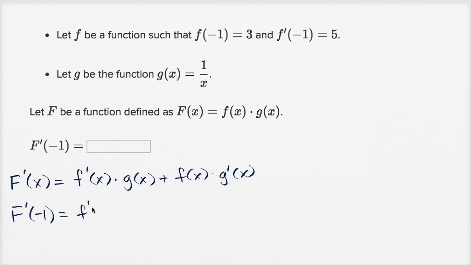And so if we want to evaluate this at negative 1, capital F prime at negative 1 is equal to f prime of negative 1 times g of negative 1 plus function f evaluated at negative 1 times the derivative of g evaluated at negative 1.